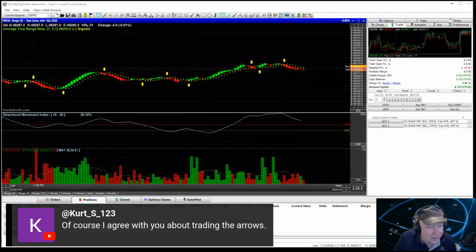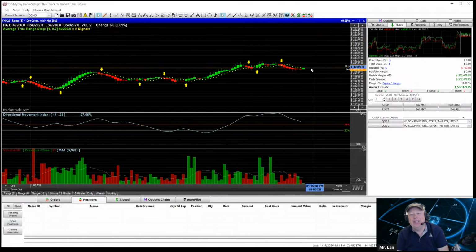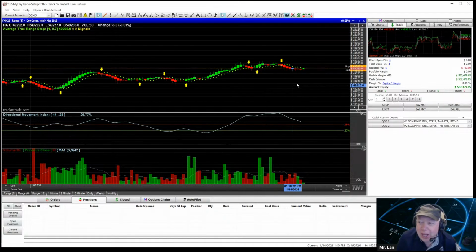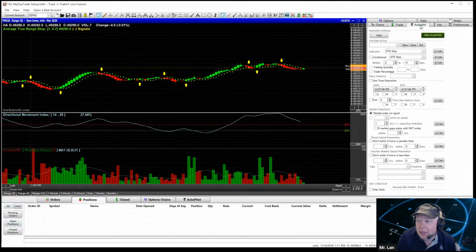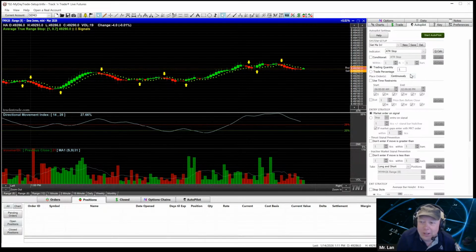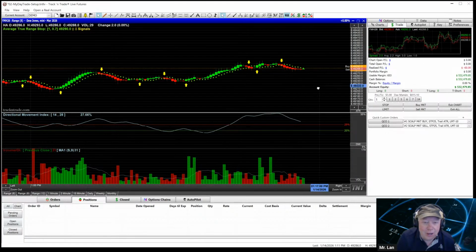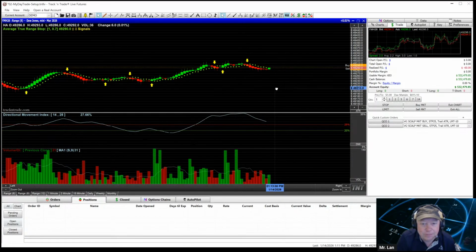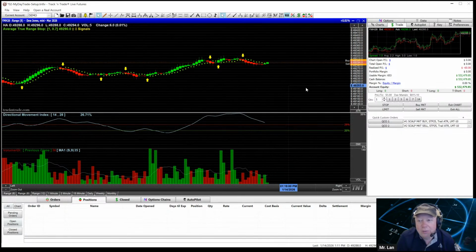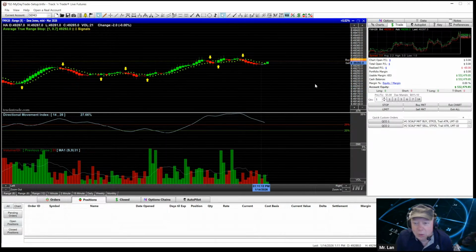Kirk says, okay, I agree with you, don't take every arrow. If you want to take every arrow, you just come over here to the autopilot, turn it on and say, just take every arrow. You can do that too, but we're not going to do that today. Autopilot is for another day. So we're just going to trade this manually, and we're going to wait and decide when we want to get into this thing.